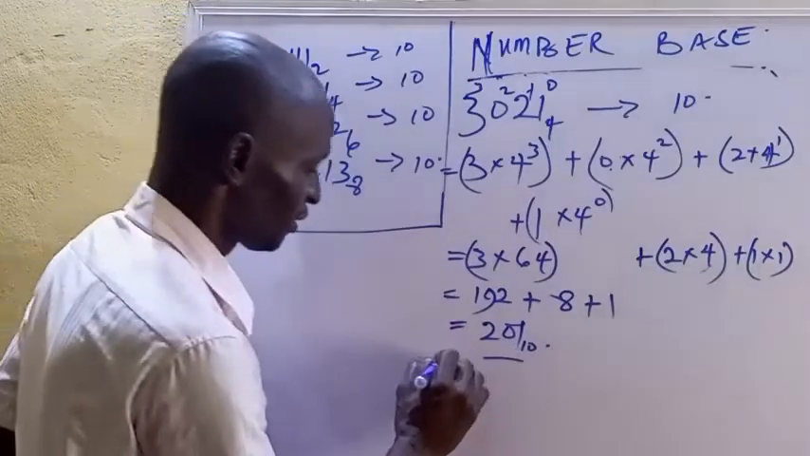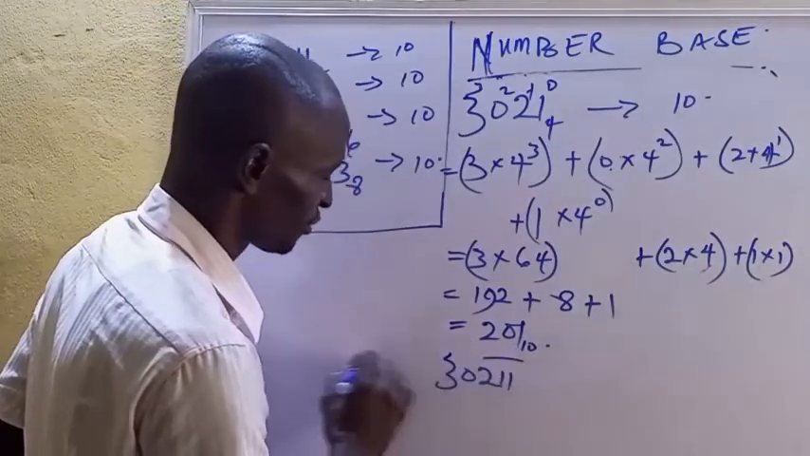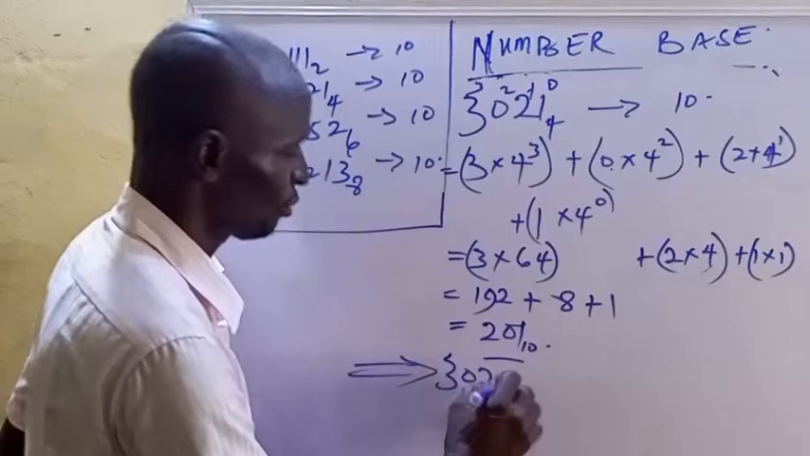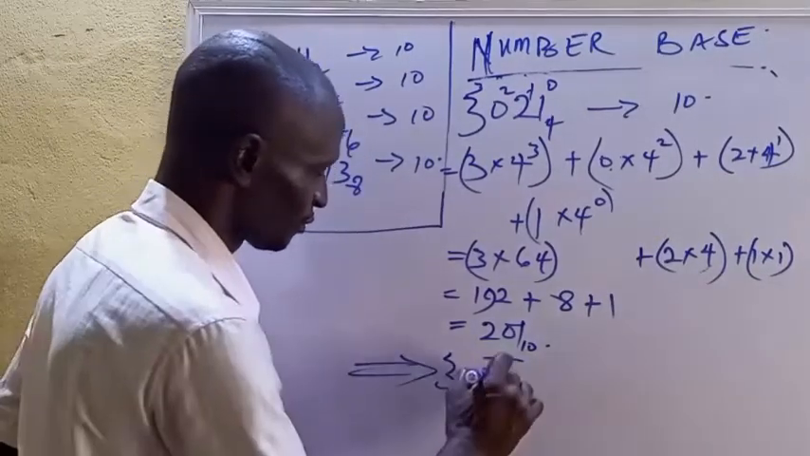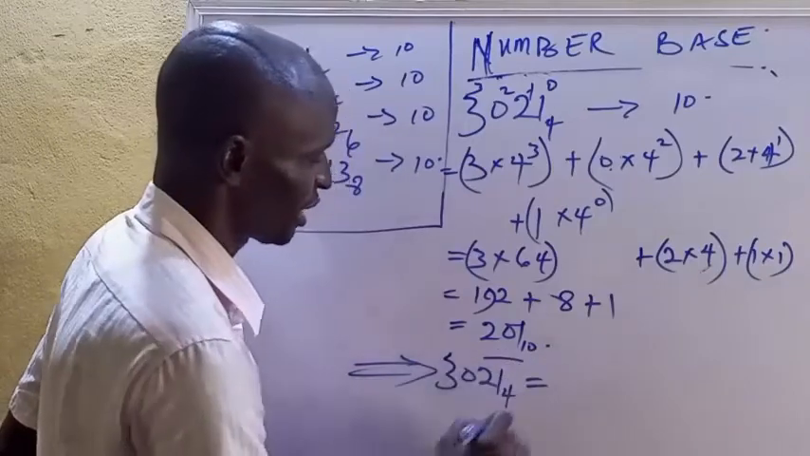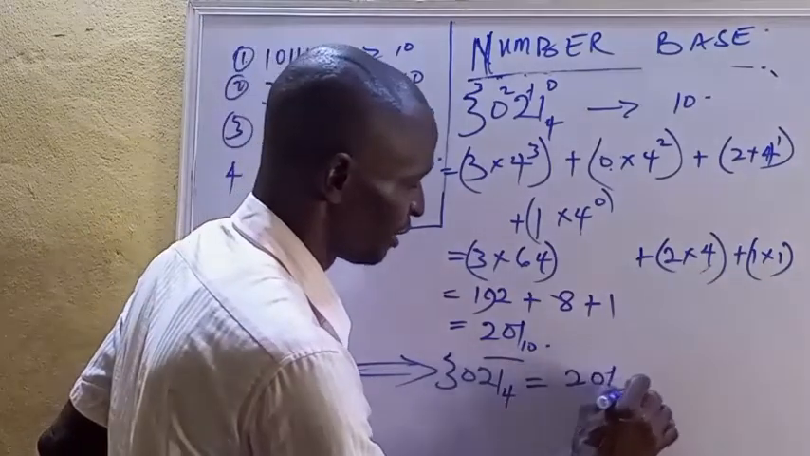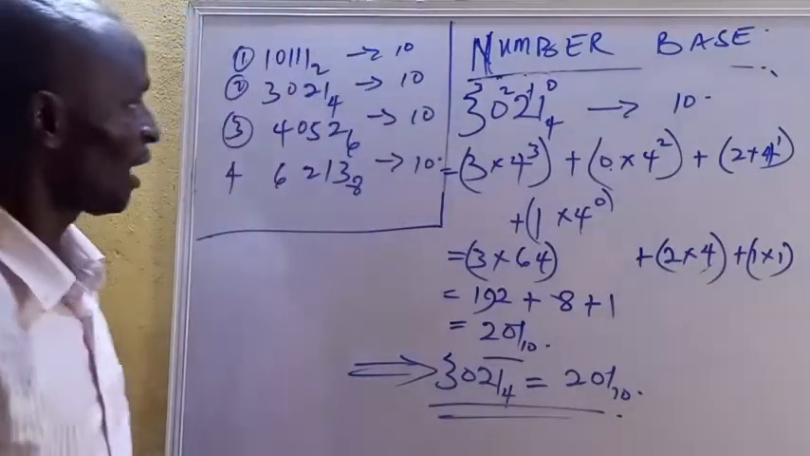So that, 3021, this implies that 3021 base 4 is the same thing as 201 base 10. Now let's take the third question.